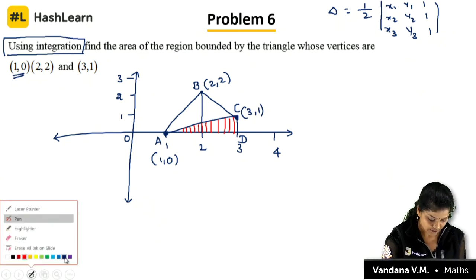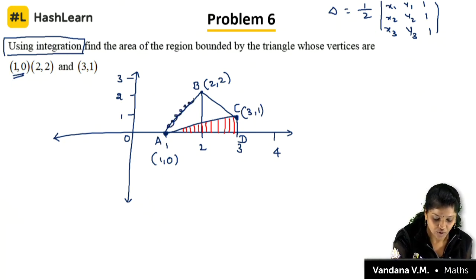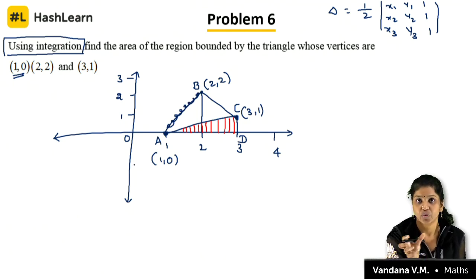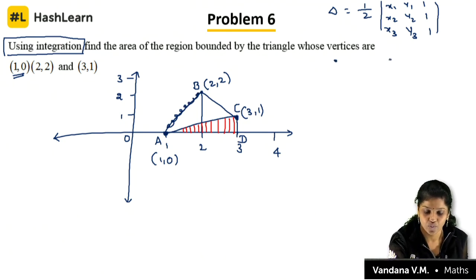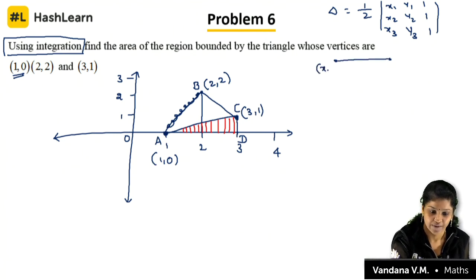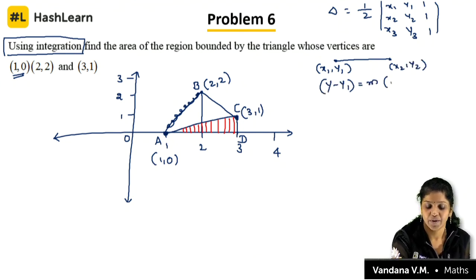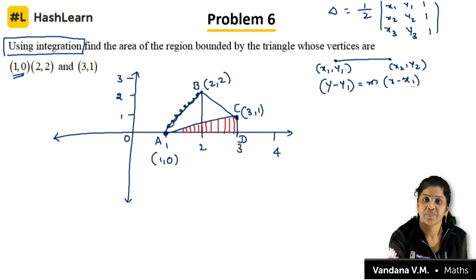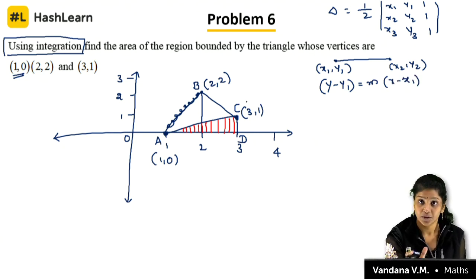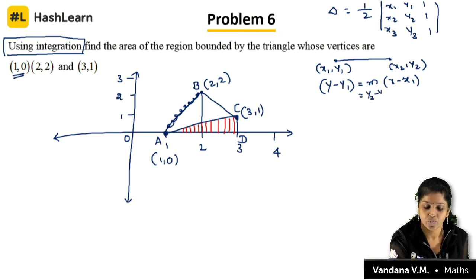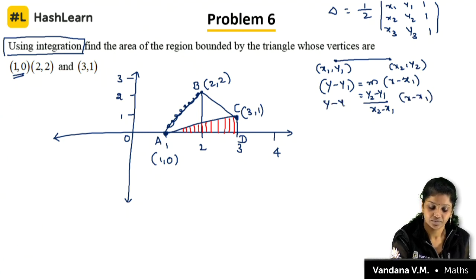Because these are the points, first I should know the equation of this. How to find out the equation when you know 2 points? Suppose the points are x1 comma y1 and x2 comma y2. The equation is y minus y1 is equal to m into x minus x1. Slope, how to find out when 2 points are given? That is y2 minus y1 by x2 minus x1. Clear? So first using that you find out this equation of the line.